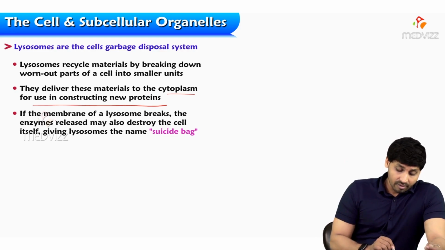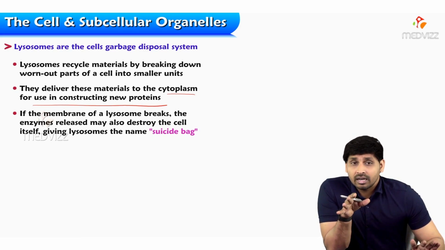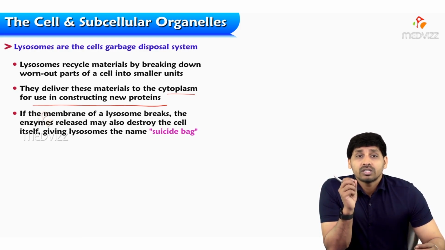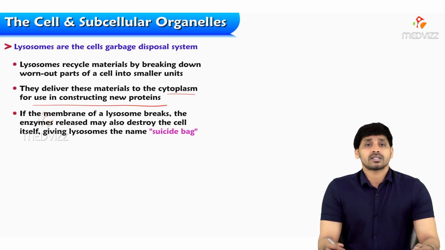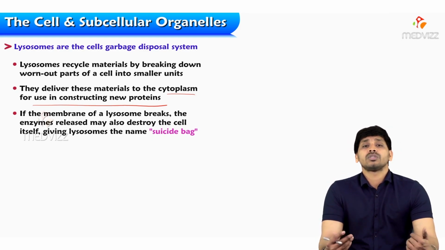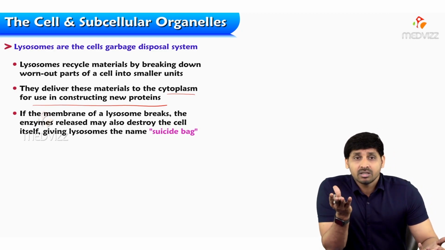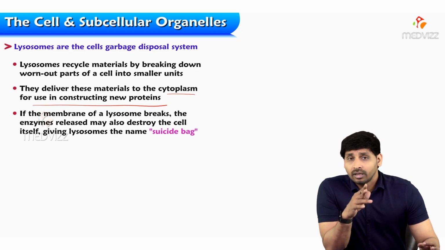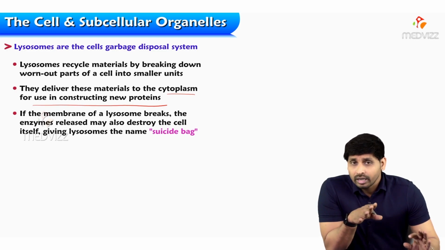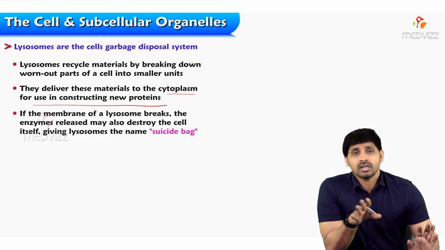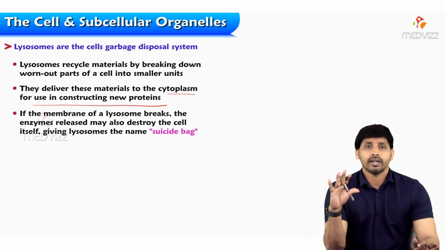At the same time, if the membrane of a lysosome breaks, the enzymes released may also destroy the cell itself, giving lysosomes the name suicidal bag. So remember, in MCQs they will ask which subcellular organelle acts as a suicidal bag. Lysosomes. Why? If the membrane of the lysosome breaks, the enzymes released, which is acid phosphatase, will not show any difference. It will consider other subcellular organelles as dead particles and start engulfing and cleaving them.